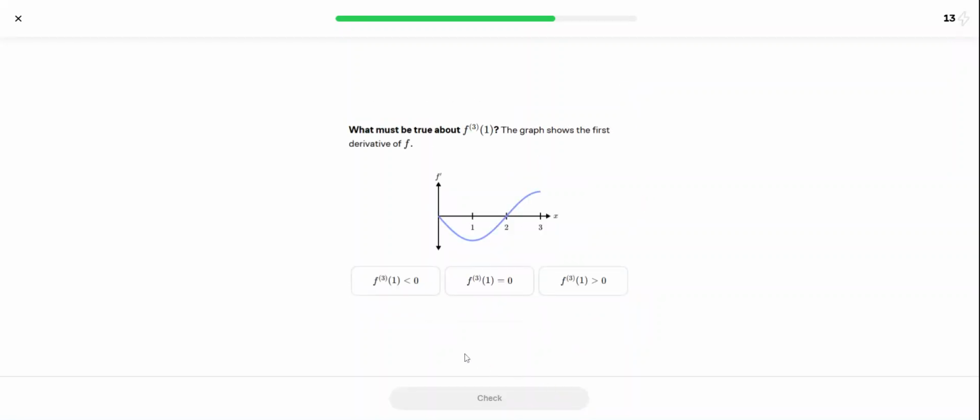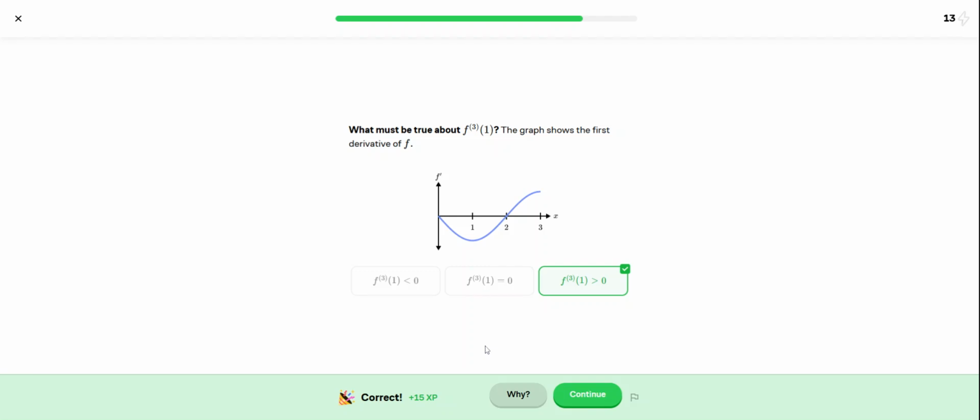Continue. What must be true about this? Wait. The third derivative of f at x equals 1. First derivative of f. Let's see. Since it's stationary, less than 0, so the opposite might be, yeah. Wait, let's see. Which one is correct? I just couldn't remember. So I think the opposite way around, greater than 0. Let's check. Oh yes, that's correct now.